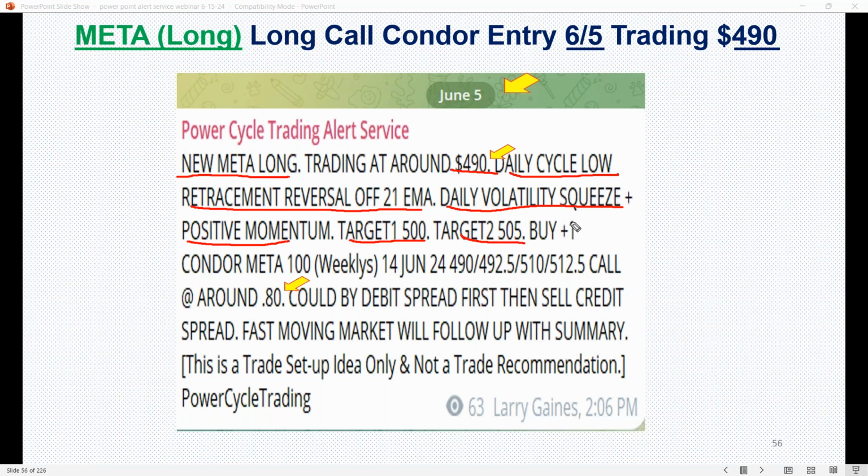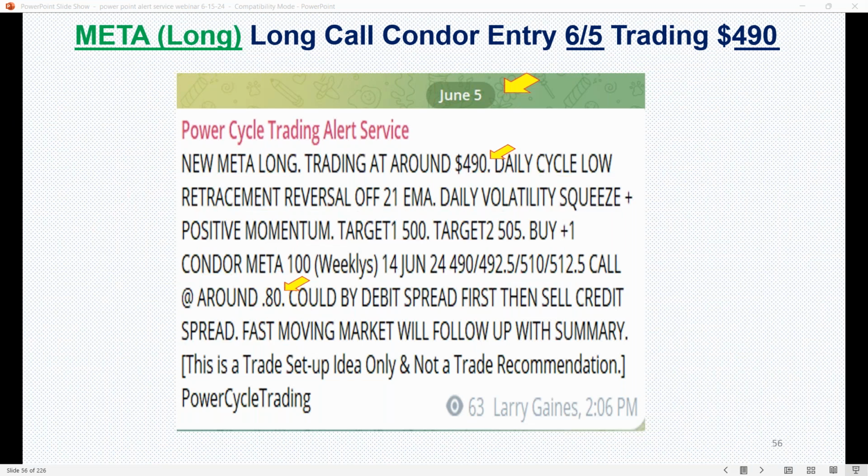So you could have done your own thing, or the trade setup that I set out was another condor to keep our risk down. It was a 490, 492.5, 510, 512.5, capping the upside there. This is to do for around 80 bucks. Or I said you could do a debit spread first, then sell a credit spread against it. That's also the flexibility, and it was a great way, because this thing was starting to go up. So we did the debit spread first, then sold the credit spread.